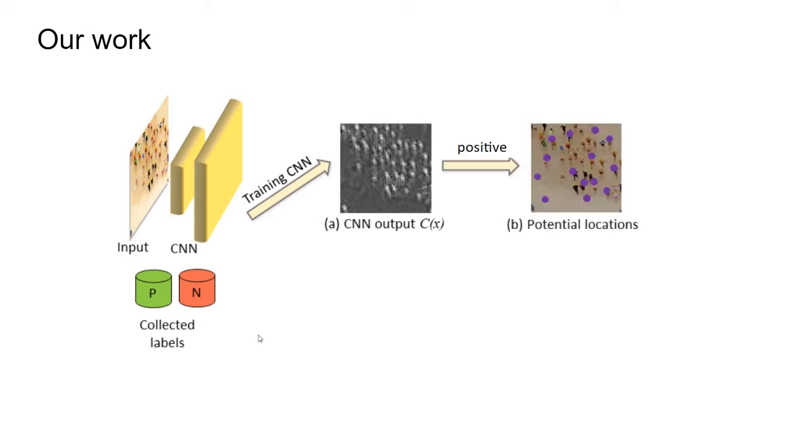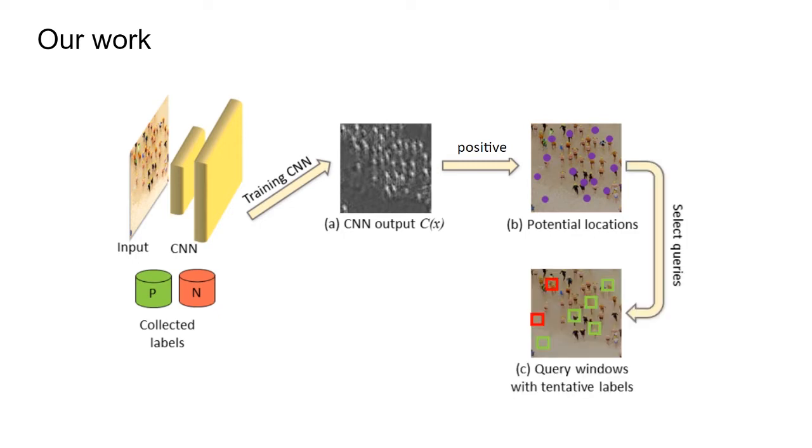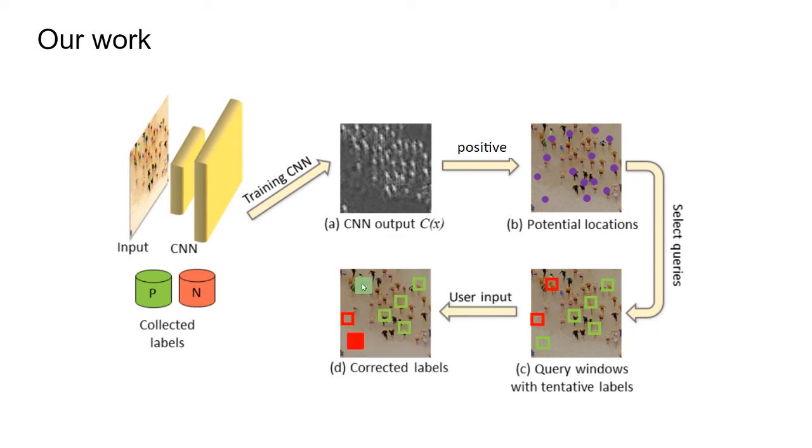We collect potential locations of the repeating object by considering only the positive pixels of the network output. Then, the queries that are presented to the user are a subset of the potential locations. They are marked by green or red frame, depending on the tentative label obtained from the classifier being trained. The user is required to click only on the misclassified windows. This reduces the user click number dramatically.